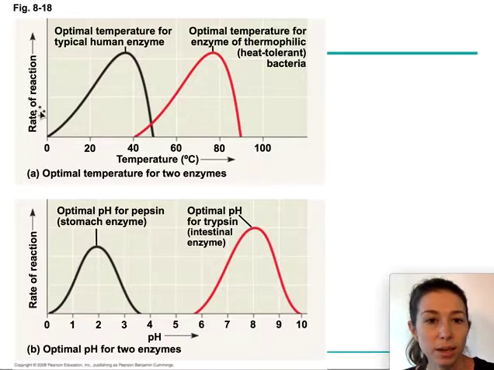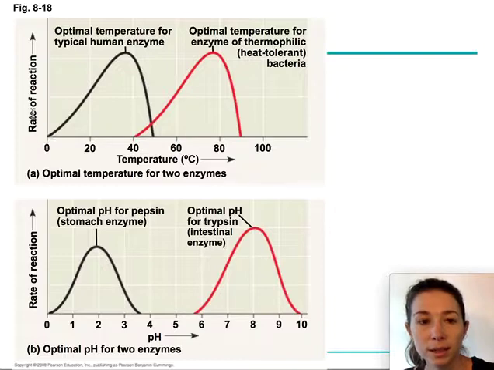Let's look at some data. Here is, in the black line, an optimal temperature for the typical human enzyme, and we can see that if we plot the rate of reaction that an enzyme can perform, and here are the different temperatures at which the activity of this enzyme was tested, at low temperatures the activity is quite low, so the reaction proceeds slowly. That's an indication that the enzyme or the protein inside this organism, the human for example, is not functioning very well.